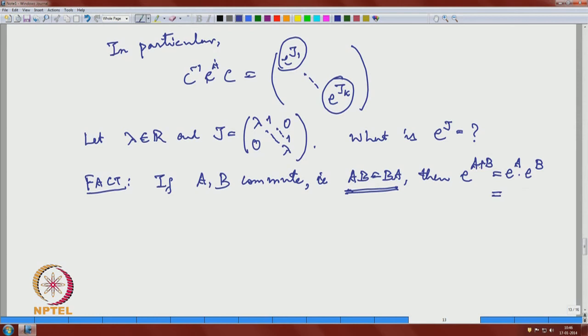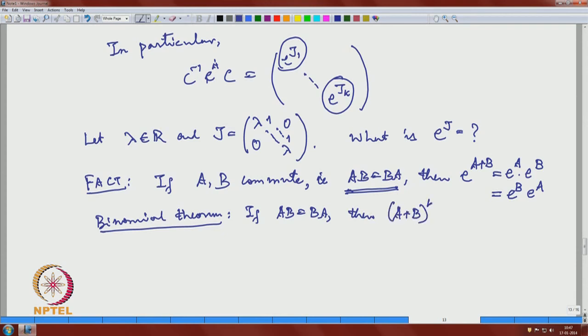Since addition is commutative, we also have this. And this easily follows from the binomial theorem, just like again real numbers. So, if AB equal to BA, then (A plus B) to the k is the summation of k choose j, A^j B^(k minus j), j equal to 0 to k. This you can easily prove by induction, and which in turn gives this. So, that is the only thing involved.